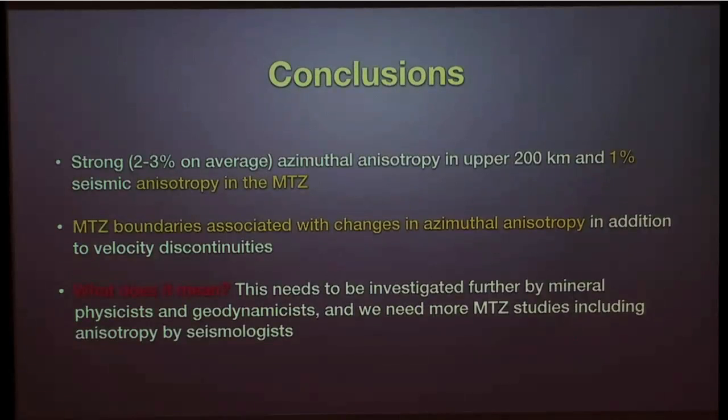So there is really a lot of work that needs to be done by seismologists. There are very few models so far that have looked at this. So we need a lot more observations, a lot more modeling of anisotropy at those depths, and then lots of work by mineral physicists, rock deformation people, geodynamicists. What could possibly cause such a signal? So I will stop here, and yes, I took a little bit longer.